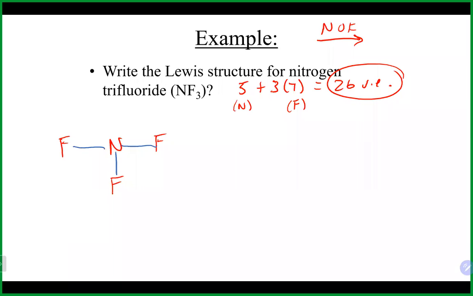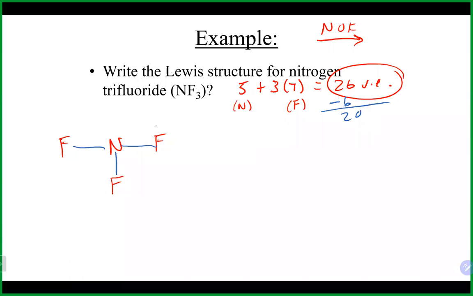And I'm going to figure out how many electrons I just used. Each of those lines represents 2 electrons, and there are 3 lines, which means I've just used up 6 electrons. If I subtract that from my original total, I still have 20 electrons that need to be put onto my picture. 20 electrons are going to go on as pairs of dots. So not 1 dot at a time, but 2 dots at a time. You want to pair them up and put them on that way. We're going to put them on the outside atoms first.